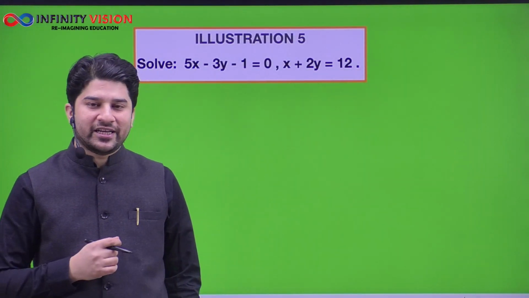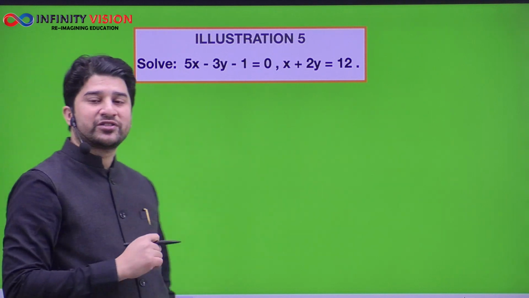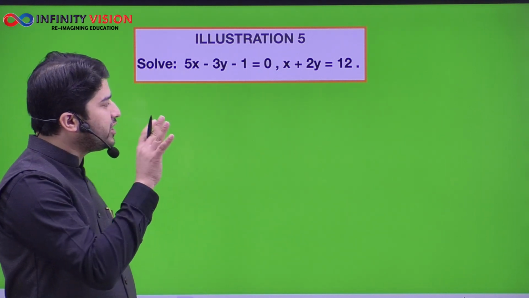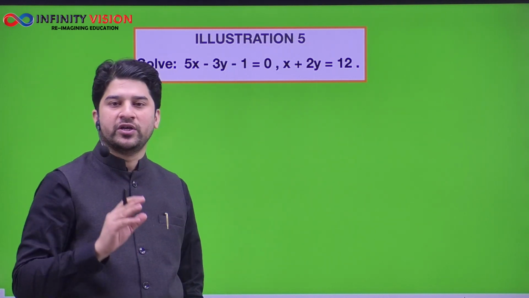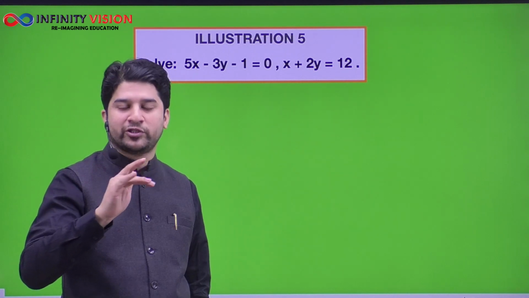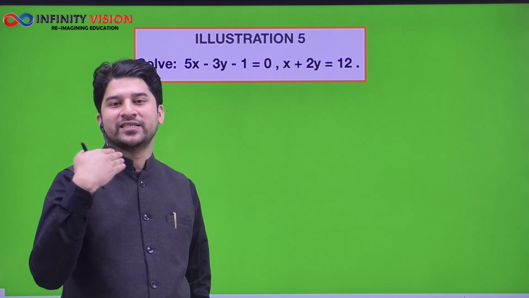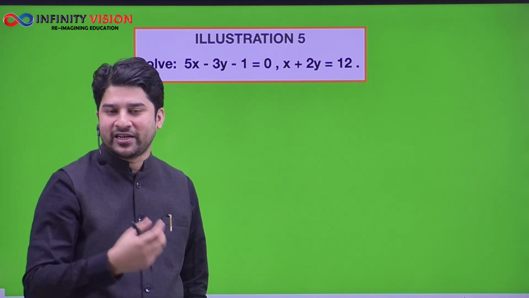Let's solve these linear equations in two variables by method of cross multiplication. The first equation is 5x minus 3y minus 1 equals 0, and the second is x plus 2y equals 12. Now the first thing I need to do is write both the equations in the right order, which means the first term should be of x, the second term should be of y, the third term should be a constant, and in the right hand side I should get 0.